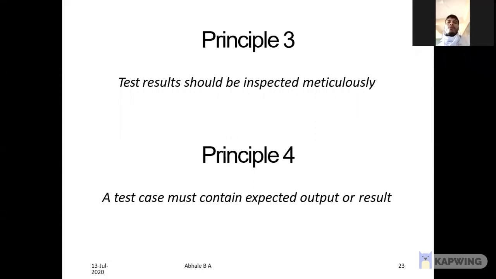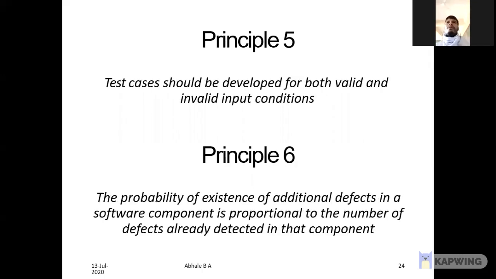Then principle number 4: a test case must contain expected output or result. So this is necessary. And what is the actual output? Now we are checking. I have taken the example 2 plus 2 is equal to 4. So what is the expected output? The result should be 4. And suppose the actual output is 3. Then there is a defect in your application. So a test case must contain expected output or expected result. That is principle number 4.